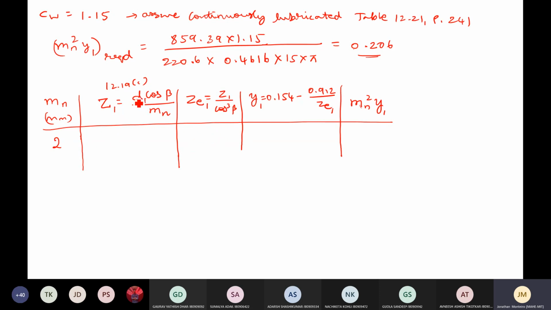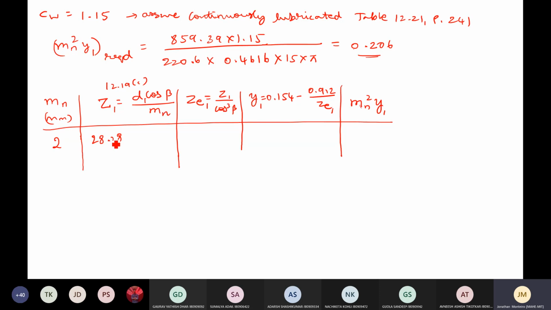So D1 is 80 cos 45 by Mn, which is 2. So Z1... okay, how much are you getting, students? 28.284. 28.28. Okay. Now, since this is a number of teeth, remember, you have to take something that is correct.